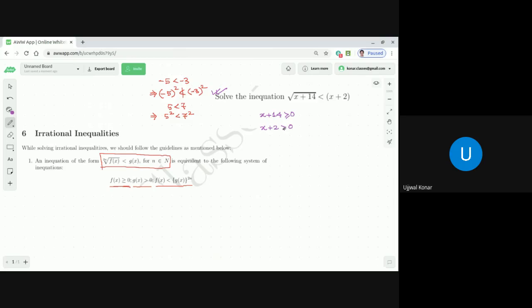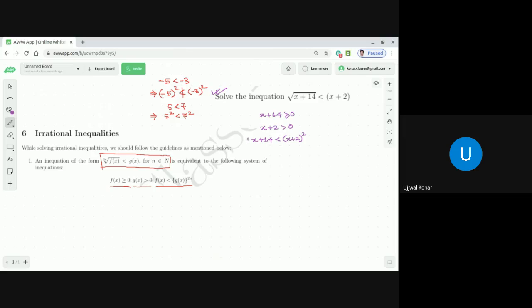Correct or not? And the third one is that f(x), that is x plus 14, has to be less than (x plus 2) whole square. I hope all of you got it. Yes. And you know, dear students, what I did in the last step: x plus 14 is less than (x plus 2) whole square. It is just like that.